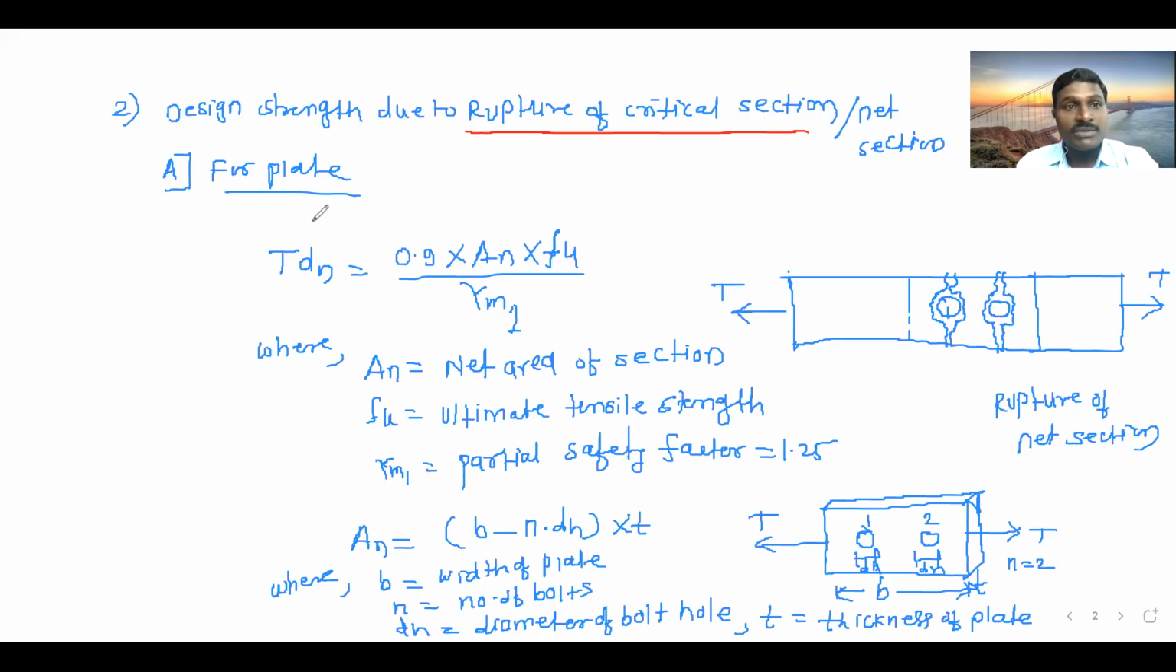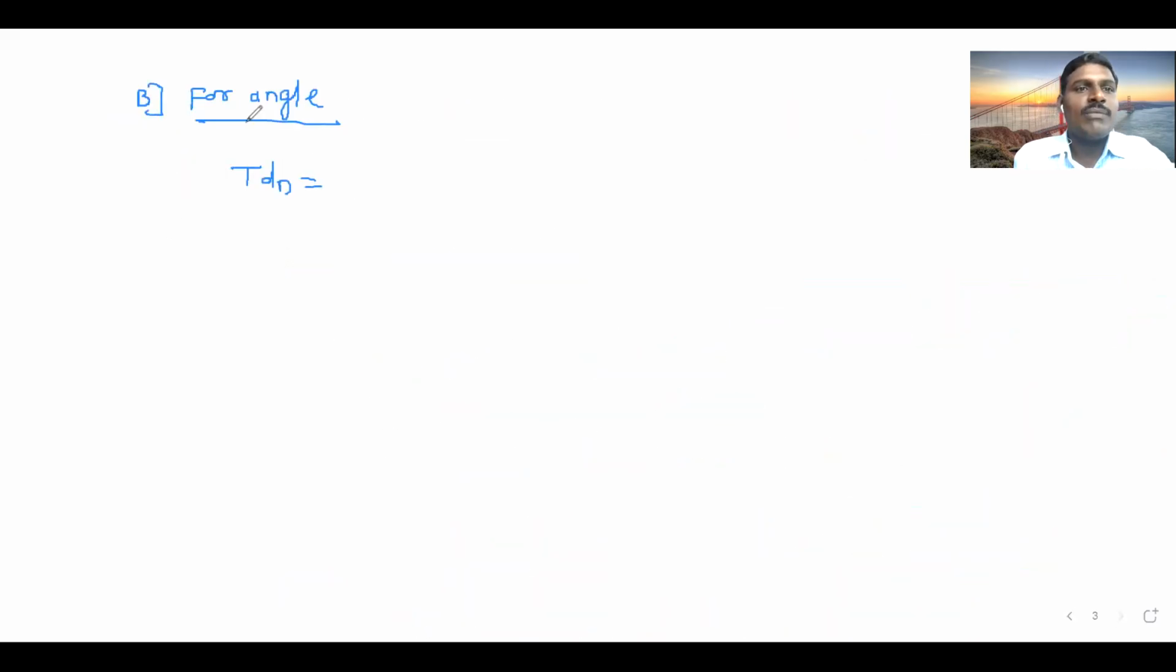So now we have seen this formula for plate only. Now we have to go for angle. There are very many formulas, and we have to learn them one by one. What is this? What is the meaning of this symbol? So I am going slowly. For plate, we have seen the design strength formula and the meaning of each symbol. So that is over. Okay, so now go to angle.